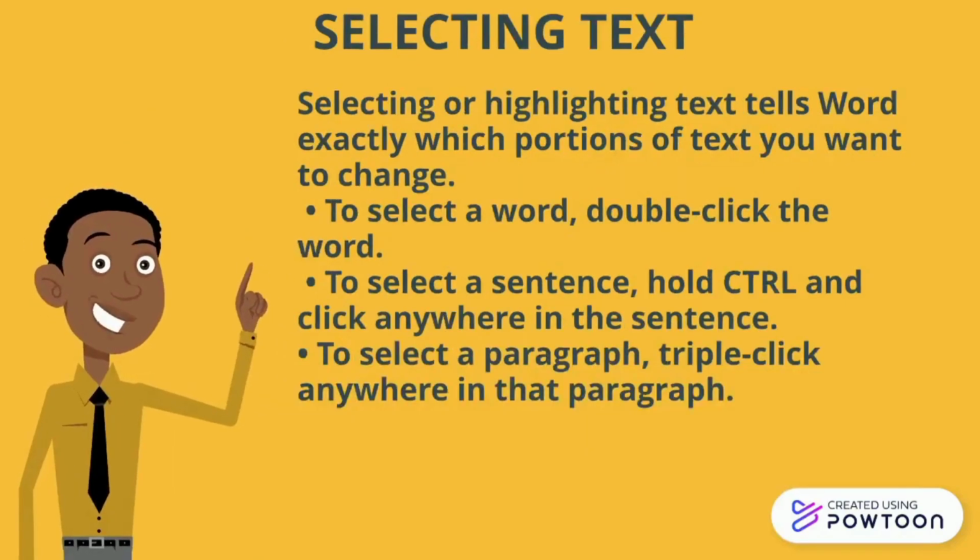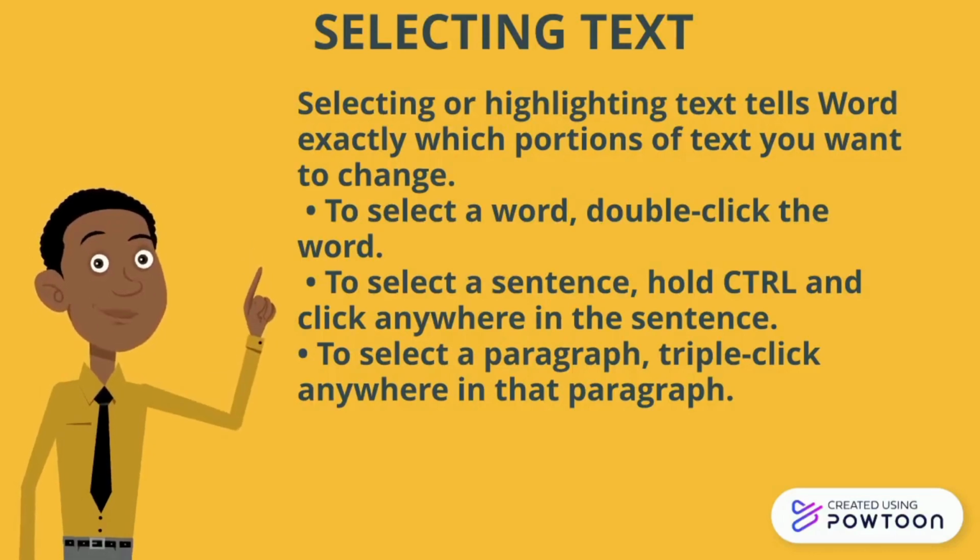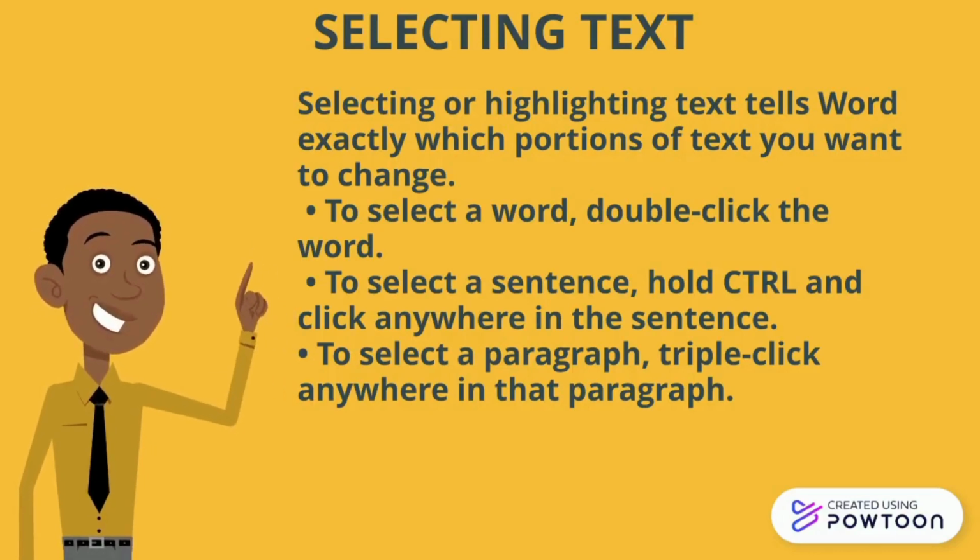Selecting text. Selecting or highlighting text tells Word exactly which portions of text you want to change. To select a word, double-click the word. To select a sentence, hold Ctrl and click anywhere in the sentence. To select a paragraph, triple-click anywhere in that paragraph.